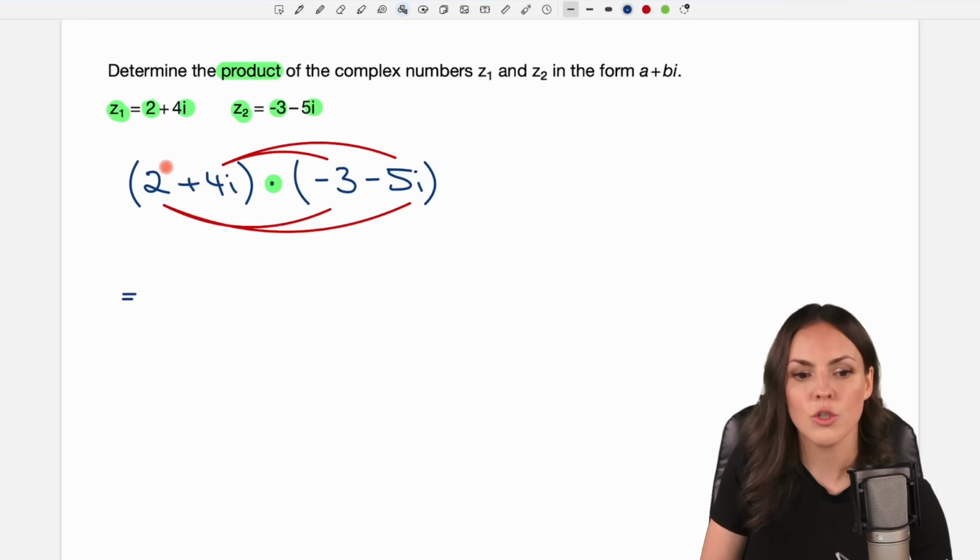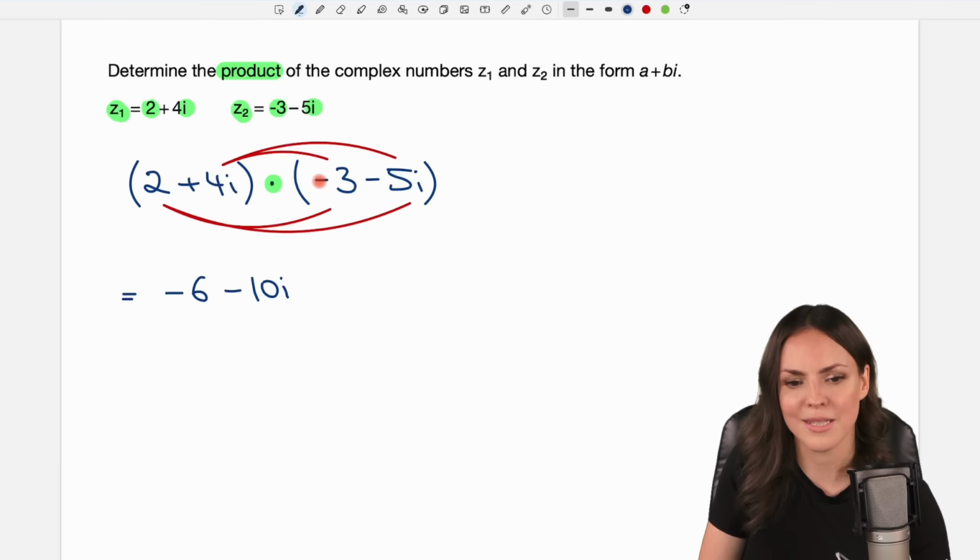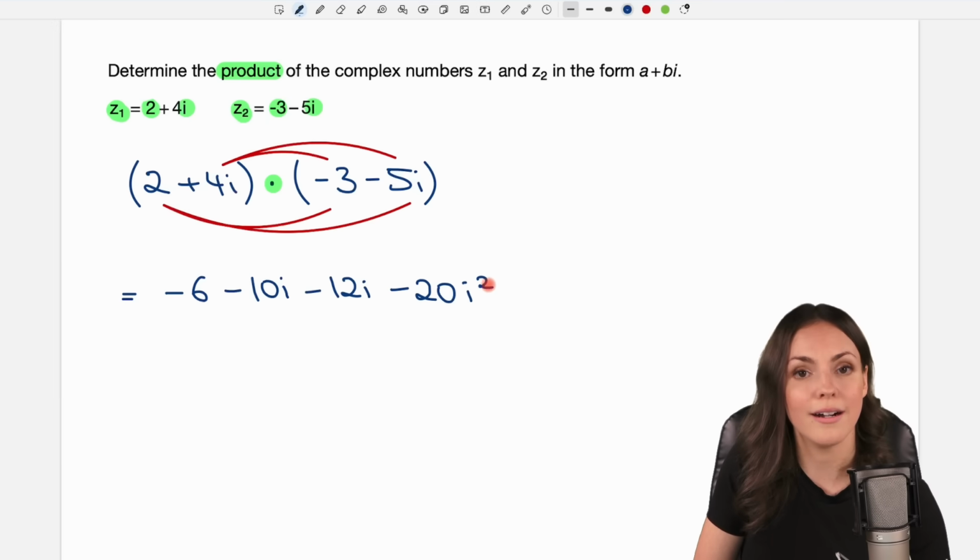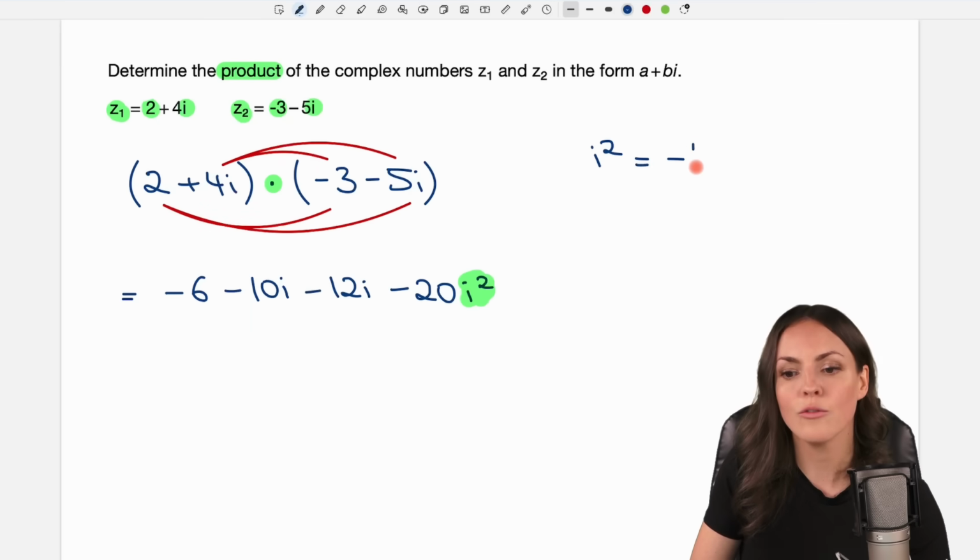So that we have 2 times negative 3, which equals negative 6. Then 2 times negative 5i gives us negative 10i. The same with the 4i. 4i times negative 3 equals negative 12i, and 4i times negative 5i. First the numbers, 4 times negative 5 equals negative 20, and then i times i equals i squared. Ooh, again, i squared, but now we know that we are allowed to replace this by negative 1.